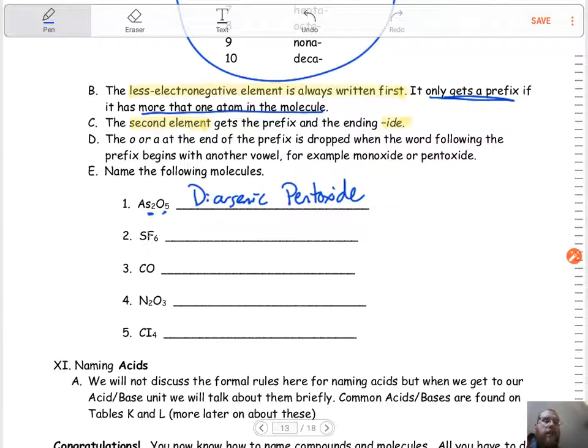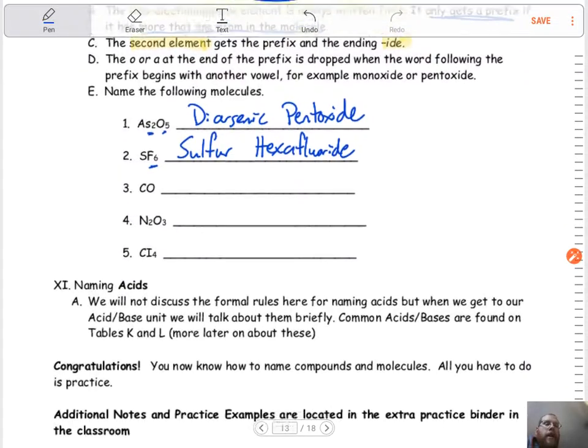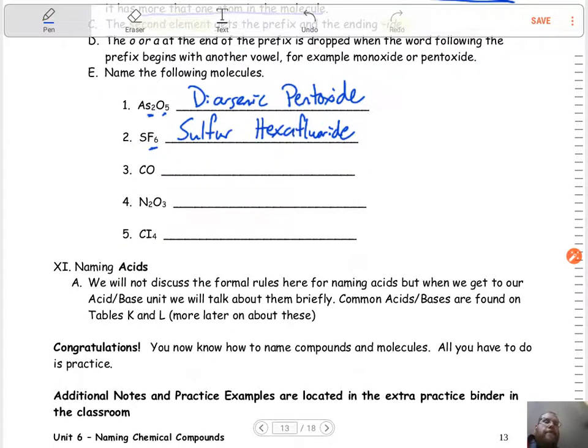All right, next one. I've got 1 sulfur. So again, first one, do I use mono? Absolutely not. So this is just going to stay as sulfur. And then 6 is hexa. This is going to be hexafluoride, sulfur hexafluoride. All right, when we get to gas laws, I'll show you a video using sulfur hexafluoride. Pretty cool stuff. Number 3, you've got CO.